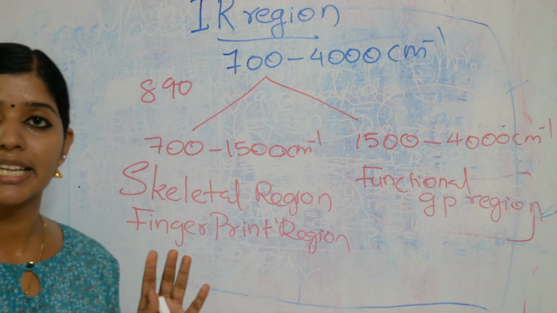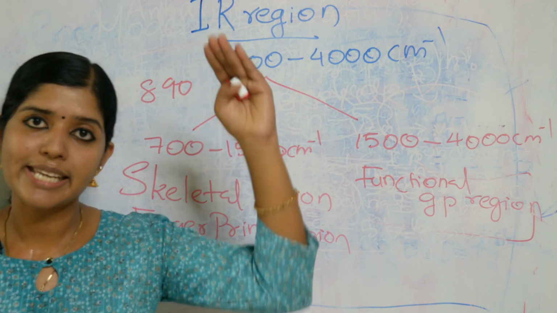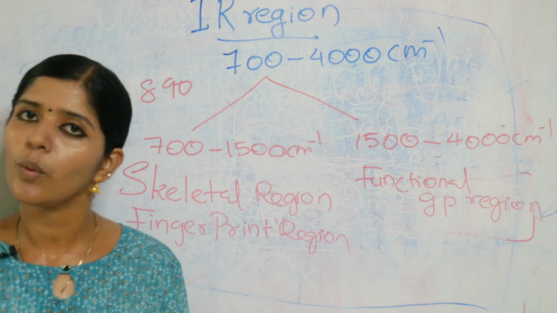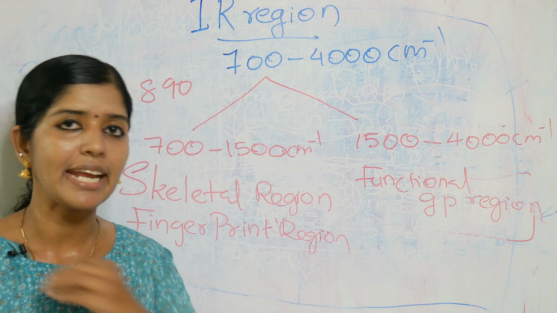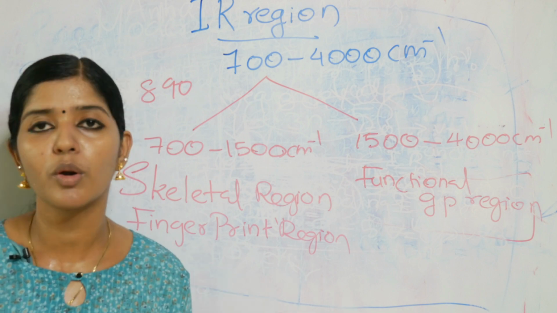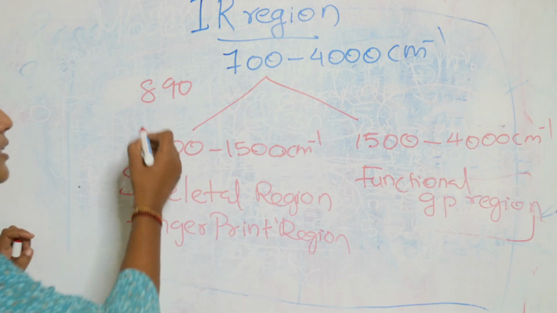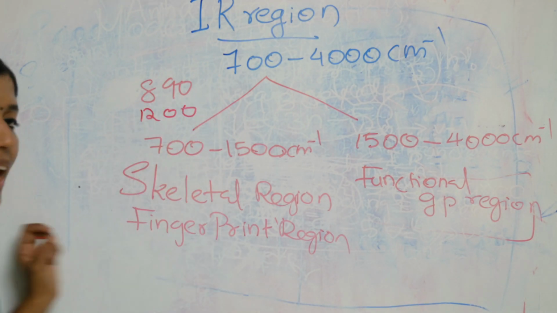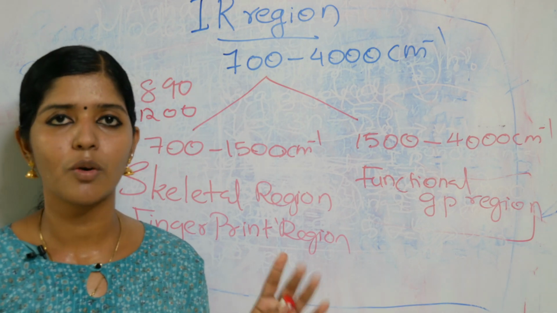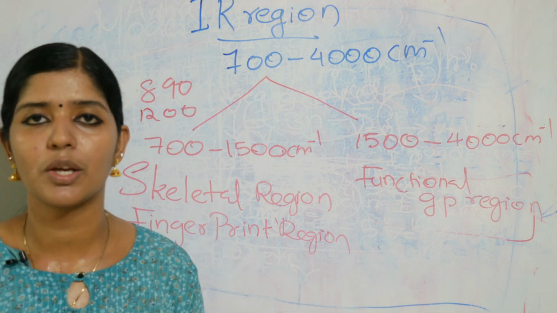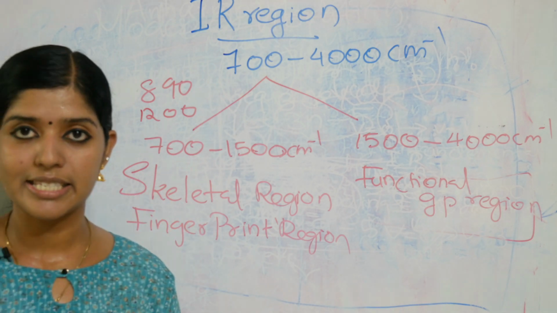So for water, if it is 890, and when you take the spectrum and we have a peak at 890, you can say that it is water. Why? Because that is the particular peak for water. No other molecule will give a peak at that particular value. For ammonia it is 1200. So if we have a peak at 1200, we can say that it is ammonia, because only ammonia will give that particular peak. That is the fingerprint or skeletal region.